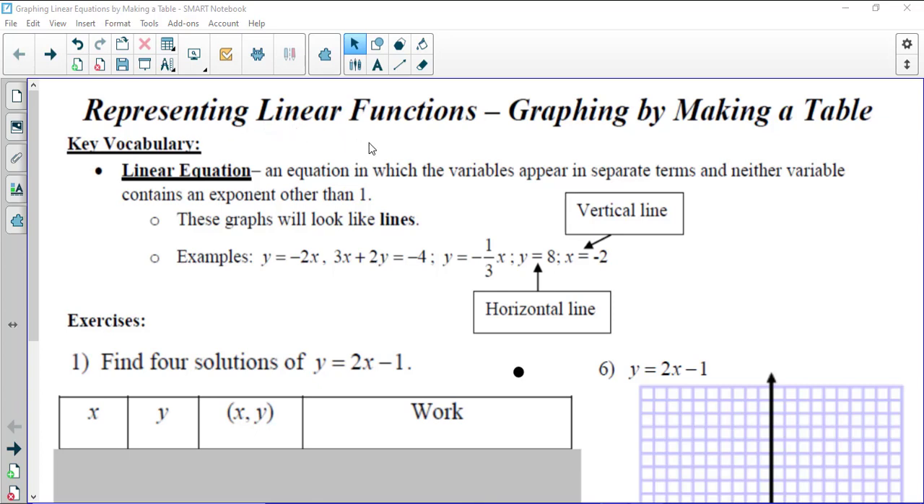All right, so let's talk a little bit about representing linear functions, graphing by making a table. So there's lots of different ways we can graph lines. One of the first ways we usually talk about in algebra classes is by making a table.